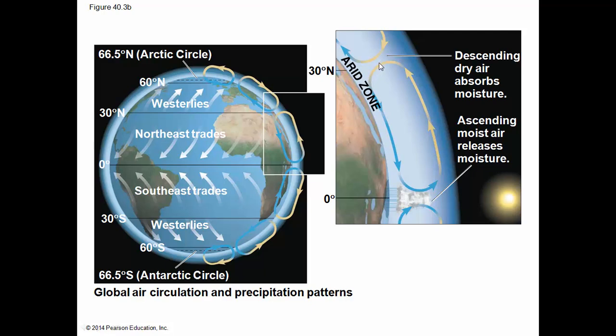Okay, this is sort of near that Tropic of Capricorn area, and then as it cools, it descends, and it is cold, dry air, and this cold, dry air picks up moisture from the desert regions. So it picks up moisture from the desert regions and transports it to the tropical rainforest regions, and that's how that global air circulation pattern works.